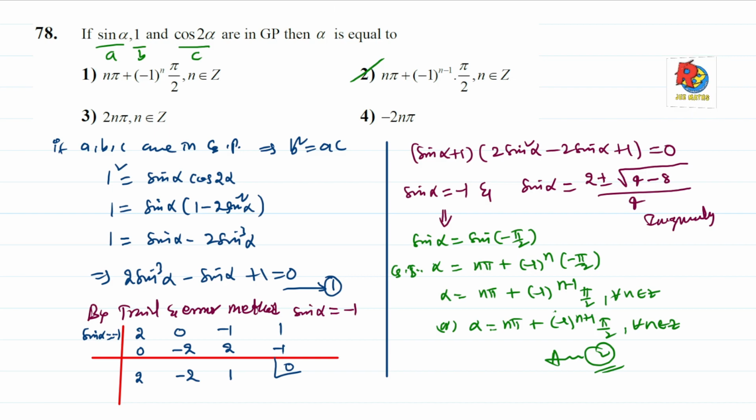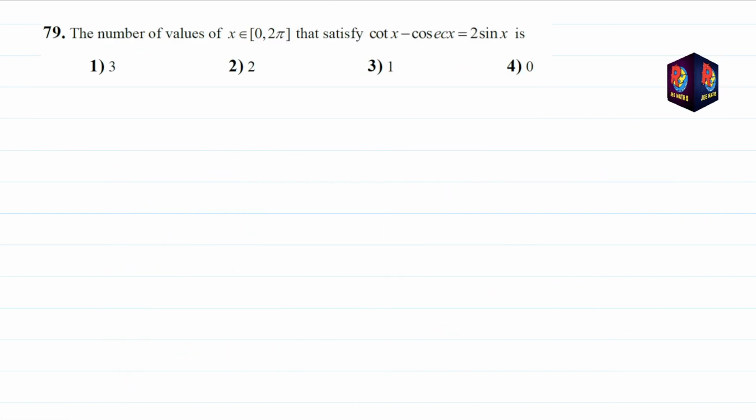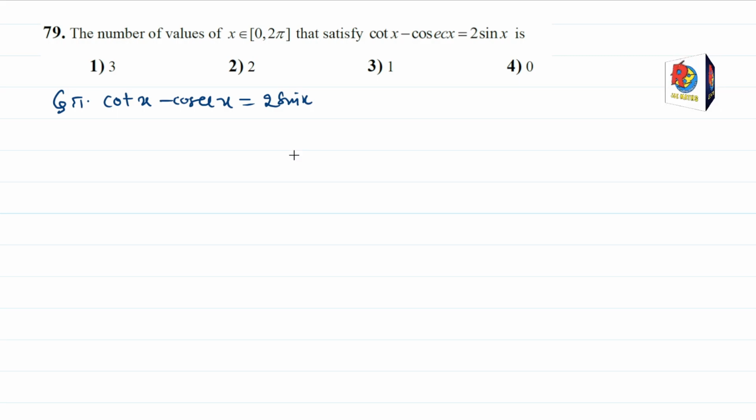Next, 79. Here we can observe that, given that cot x minus cosecant x is equal to 2 sin x. So if cot x minus cosecant x value equals to 2 sin x is given, here we can observe that we can write cos x by sin x as the cot x value, and cosecant x value 1 by sin x equals to 2 sin x.